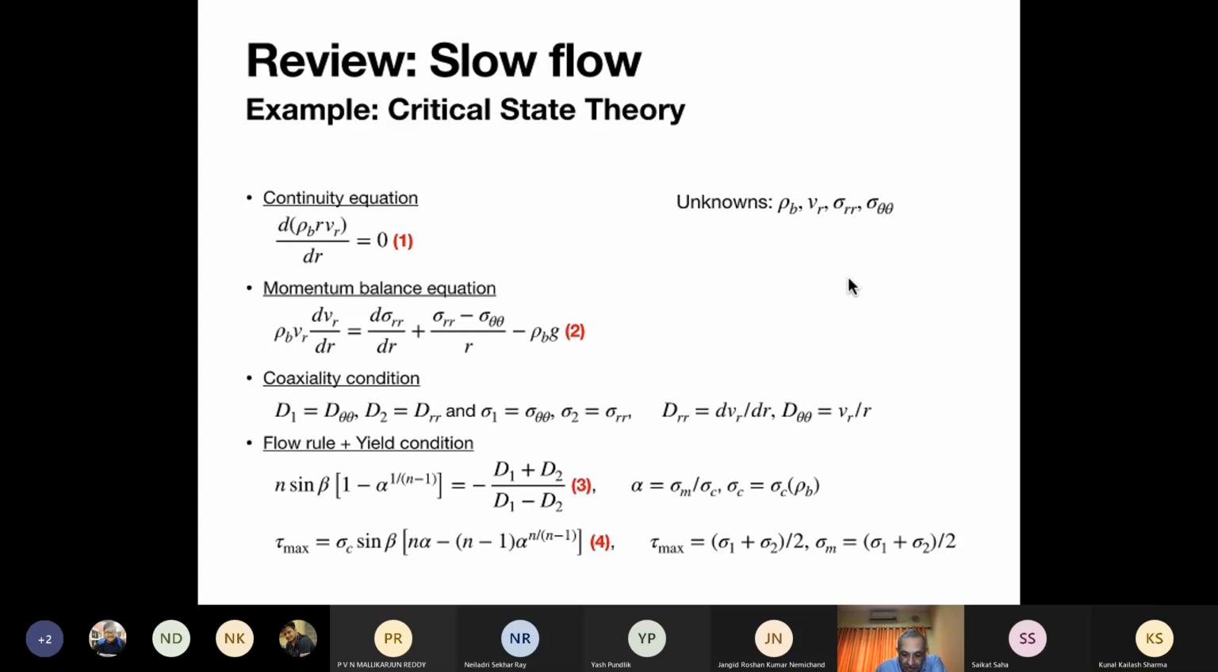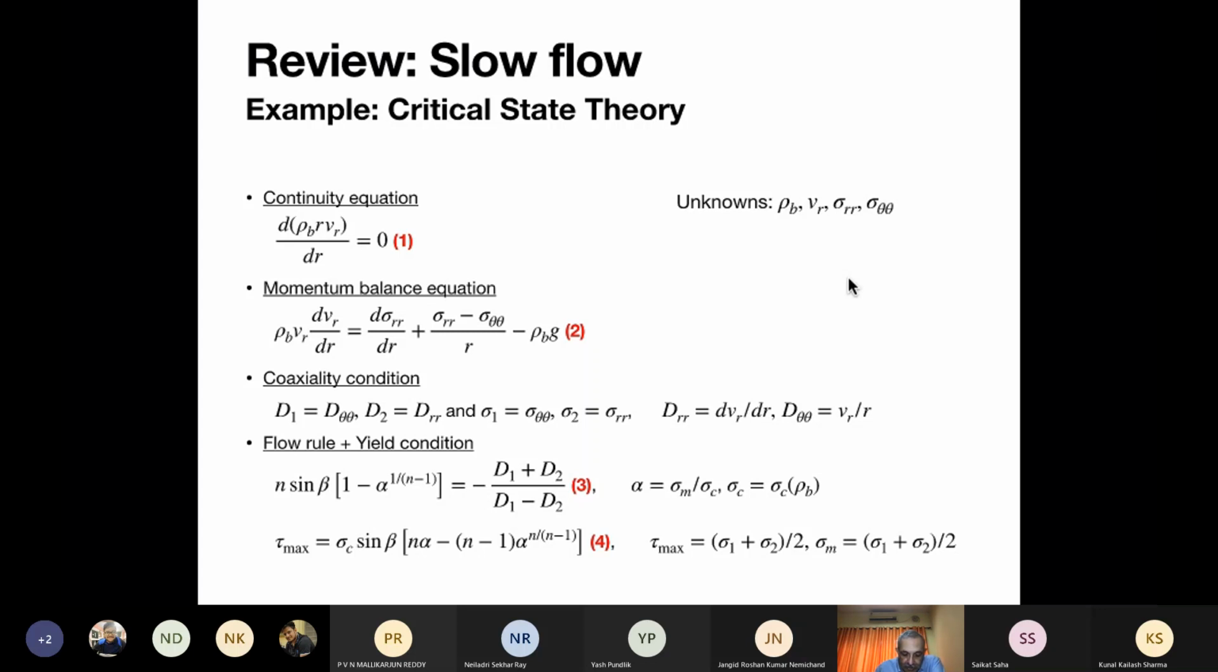And then from the coaxiality condition, since stress and strain rate must be collinear, the principal stresses sigma 1 and sigma 2 are sigma theta theta and sigma rr. And of course we can relate the rate of deformation tensor components d rr and d theta theta to the velocity v r.